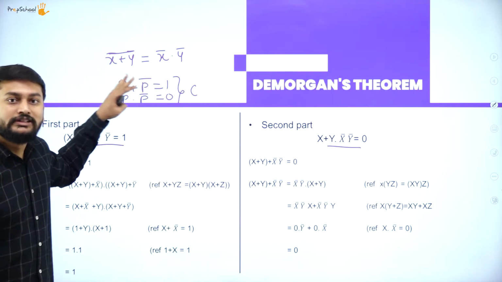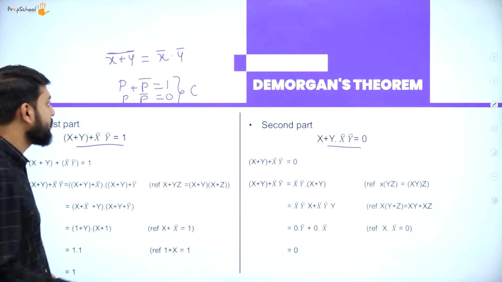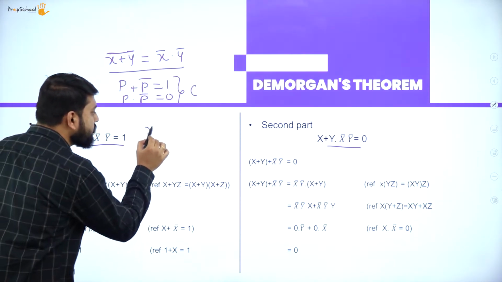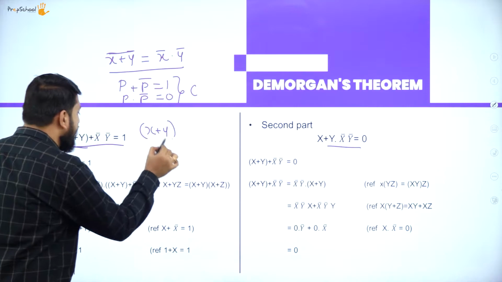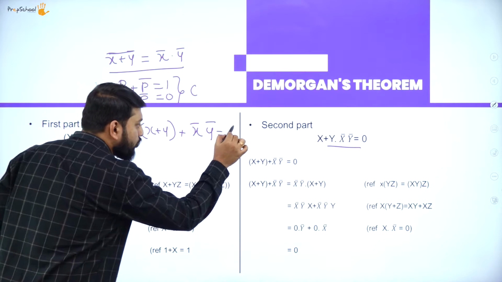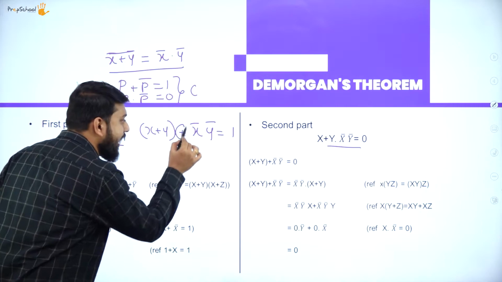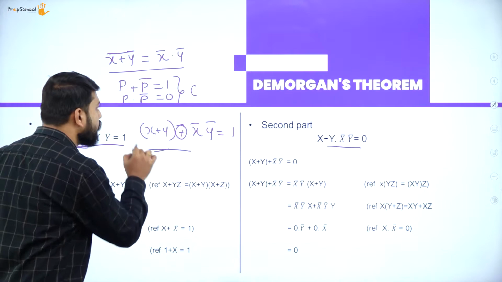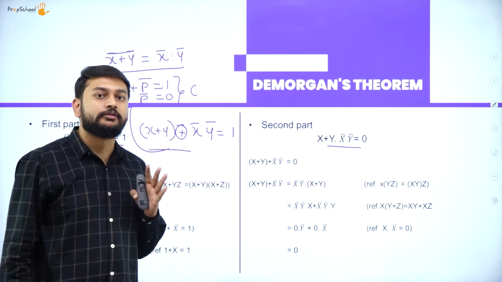According to this law, I will rewrite my expression. What is the De Morgan's theorem that I have? So I will write x plus y, after that plus x dash y dash, which should be equal to 1 according to this law. That's what you need to remember.